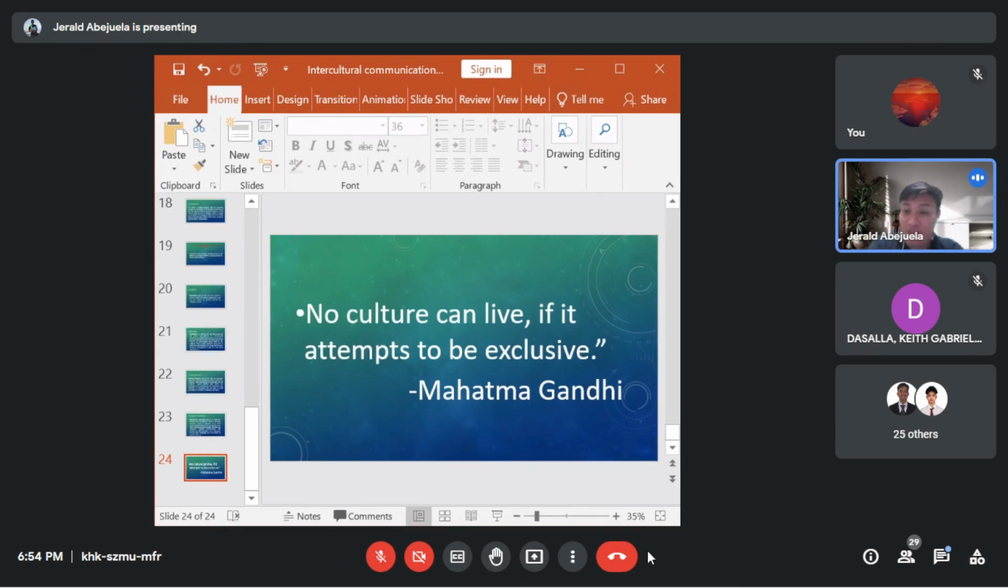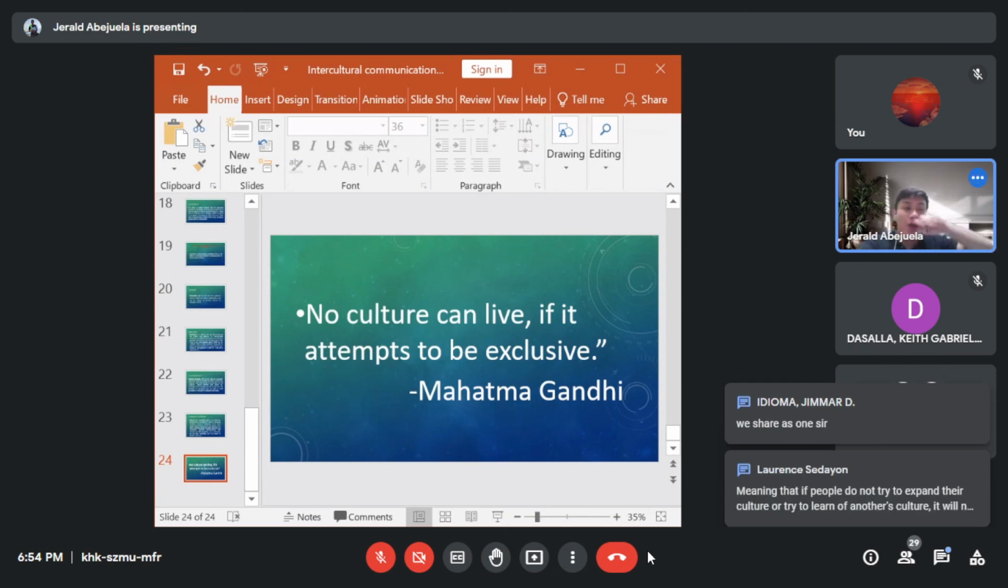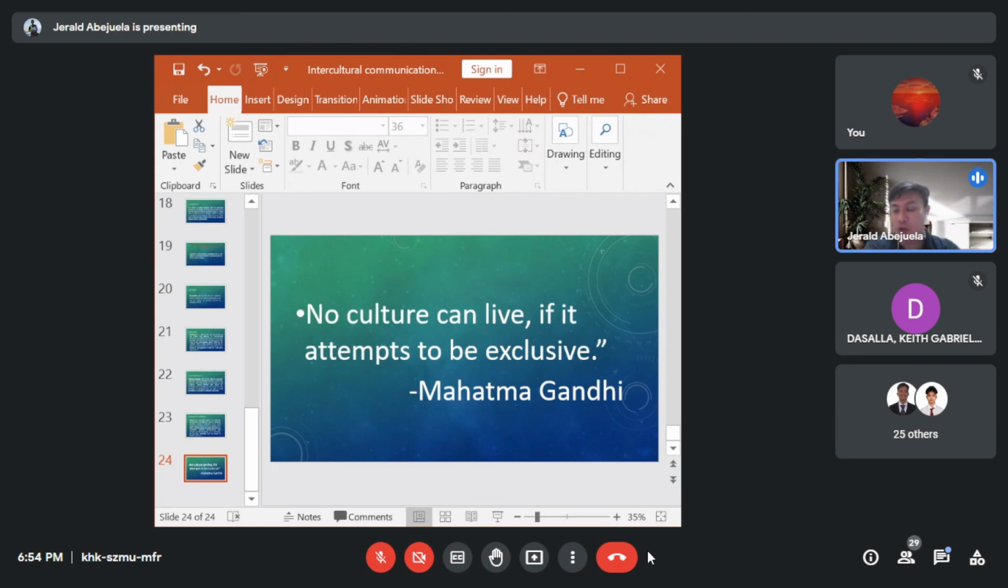Because if that culture is meant to be closed, not open to everybody, then that culture will never be understood. Hindi nila maunawaan yung kultura natin or yung kultura mo kapag exclusive lamang yan para sa'yo. Dapat you have to share it. You have to share it, you have to engage it, you have to make people understand it so that they would also learn our culture.